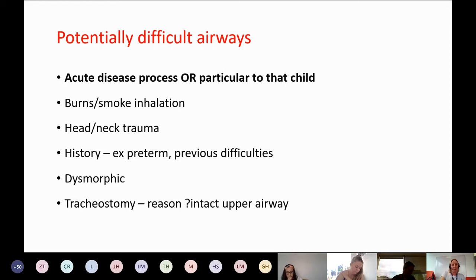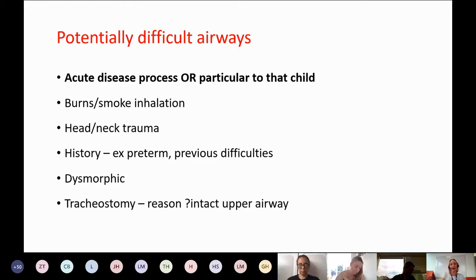Certainly we know that airways can become swollen and obstructed very quickly after a child's been burnt or had smoke inhalation. Head and neck trauma, we know that positioning of the airway has to be managed very carefully, and as you guys will know, that's with jaw thrust, avoiding extending or flexing the neck. But also children that have got history that's particular to that child.